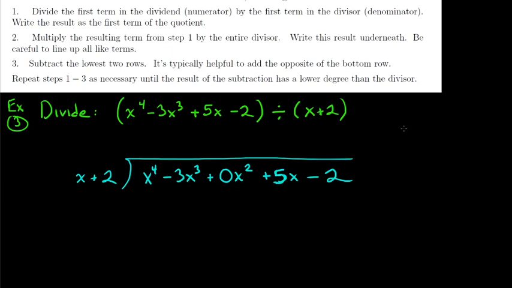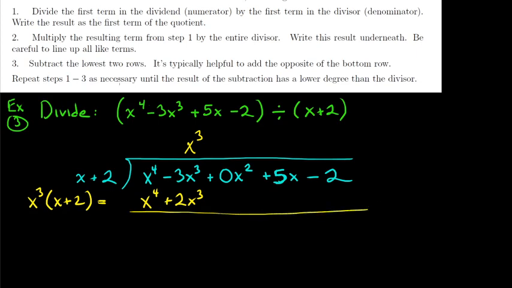All right, step 1. You divide the first term of each. X to the 4th divided by x is just x cubed. So that's step 1. Step 2 is to multiply the x cubed by x plus 2. So you're going to get x to the 4th plus 2x cubed.